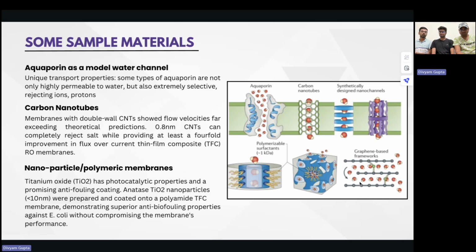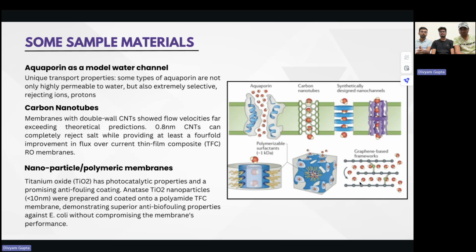Aquaporins are actually bio-based solutions which have unique transfer properties, and they're not only highly permeable to water, but they're also providing good selectivity. Carbon nanotubes, in this case, double and single walled nanotubes, both have showed flow velocities which are far exceeding theoretical prediction. That means they're very efficient in transferring salt and removing it from water.